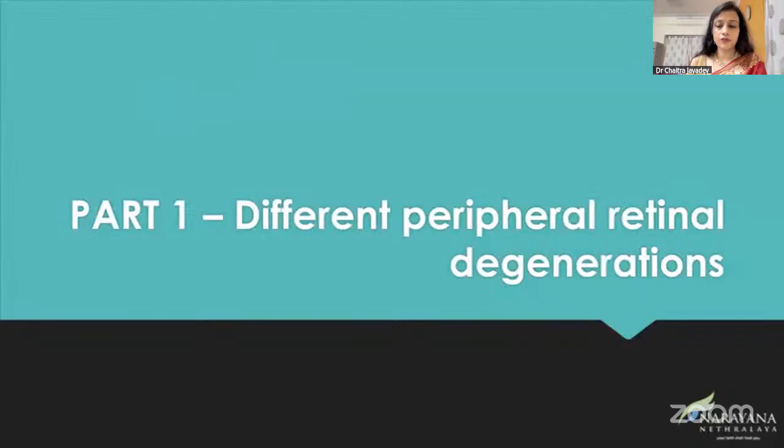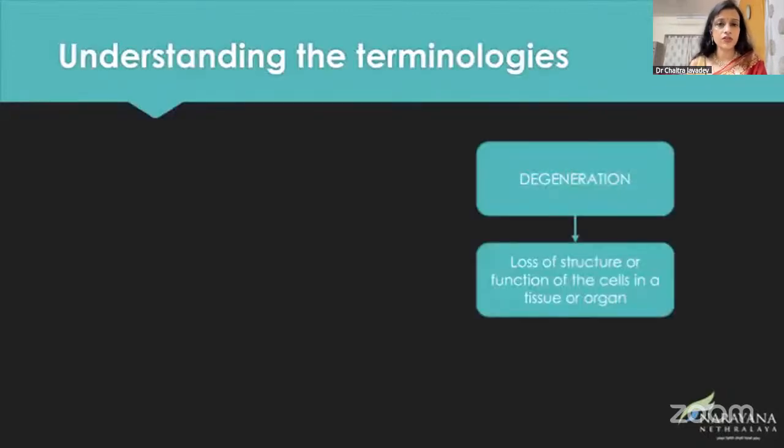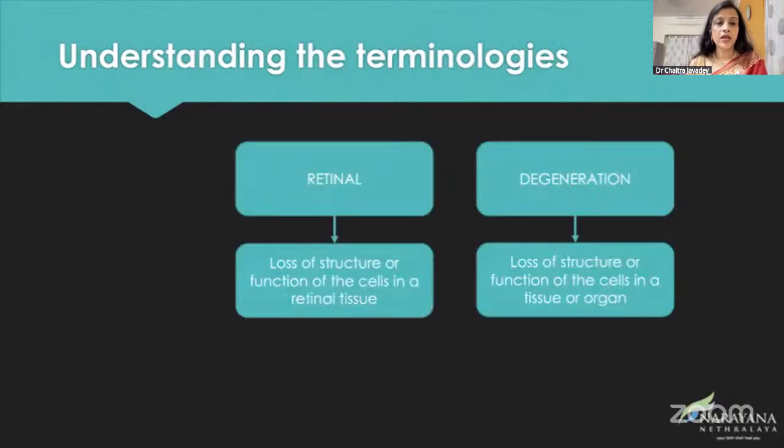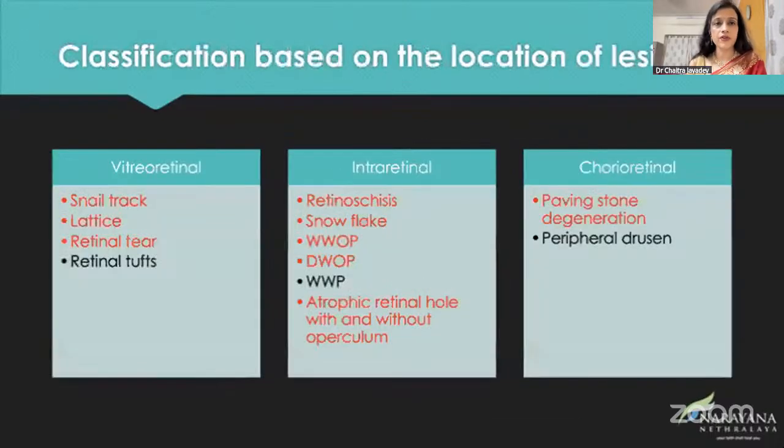So quickly going to the different peripheral retinal degenerations, we need to understand the terminologies first. We know what degeneration is. When it occurs in the retina, it's called loss of structure or function of the cells in the retinal tissue itself. And finally, you have peripheral retinal degeneration and macular degeneration. Today we'll focus primarily on the peripheral degeneration. Based on the location of the lesion, you can have either vitreoretinal, intraretinal, or chorioretinal. And I've highlighted some of the important lesions here in red.